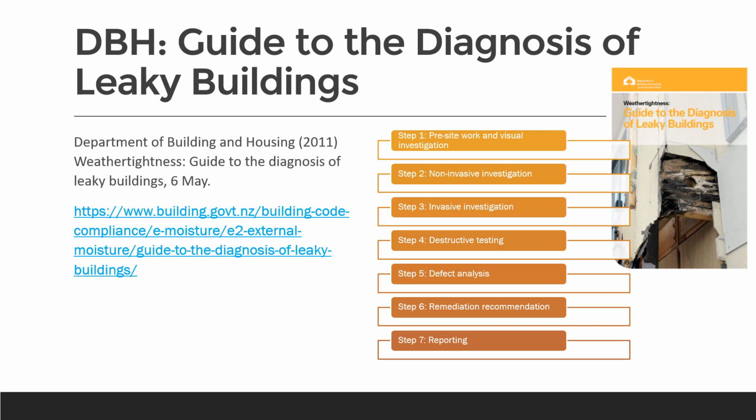Here is an example published by the Department of Building and Housing 2011 titled Weathertightness Guide to the Diagnosis of Leaky Buildings. It suggests 7 steps from pre-site work and visual investigation to different investigation approaches and tests. Then after collecting all this information, a defect analysis shall be conducted and remediation work can then be recommended in the diagnosis report.